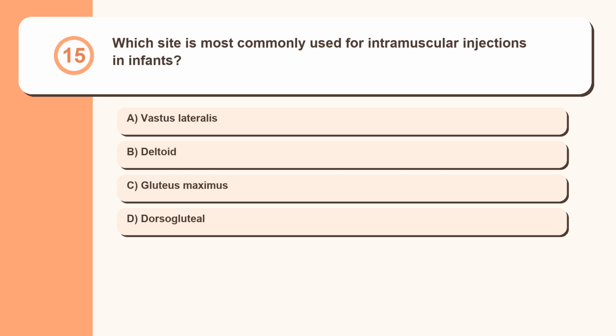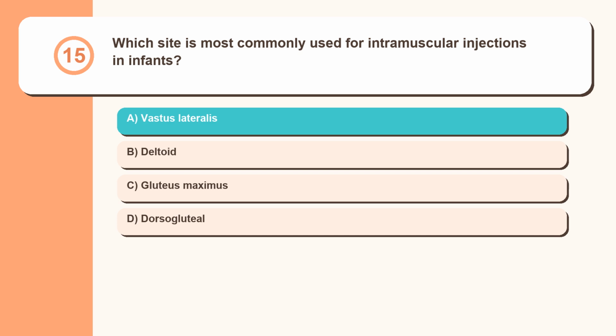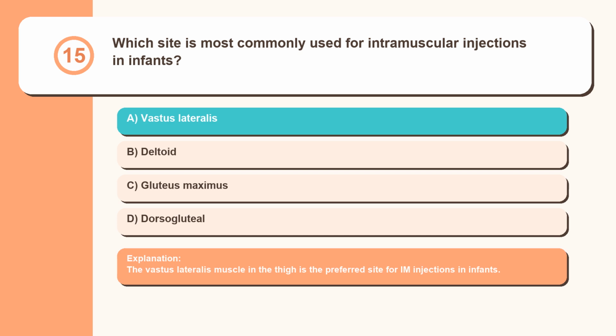Question 15. Which site is most commonly used for intramuscular injections in infants? Vastus lateralis, deltoid, gluteus maximus, dorsogluteal. The vastus lateralis muscle in the thigh is the preferred site for IM injections in infants.